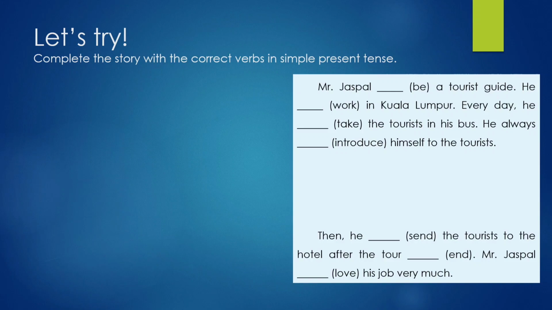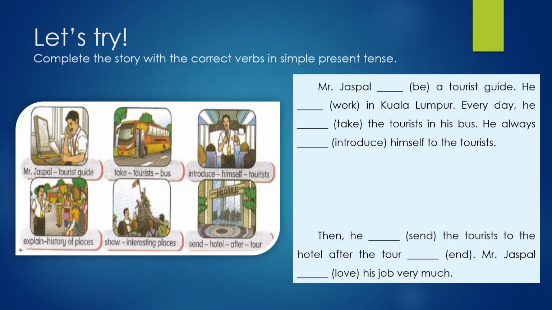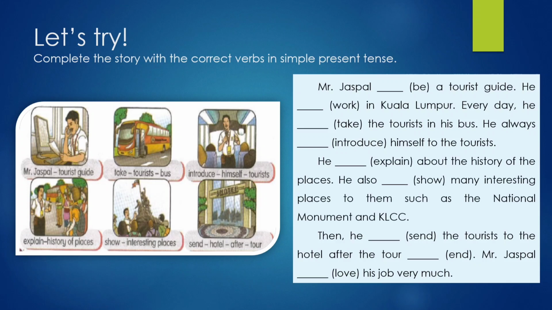Try to do it on your own. Complete the story with the correct verbs in simple present tense. You can refer to your textbook, page 49. So here are the pictures given, and what you have to do is just complete the story with the correct verbs. Look at the verbs in bracket. Just like what we did just now, you have to add s, es or ies to the verbs, or the verb remains the same. That means you don't have to change anything. But please remember, look at the subject pronoun. Alright, so you can pause this video to copy the story and please do both exercises in your exercise book as assigned by your teacher.